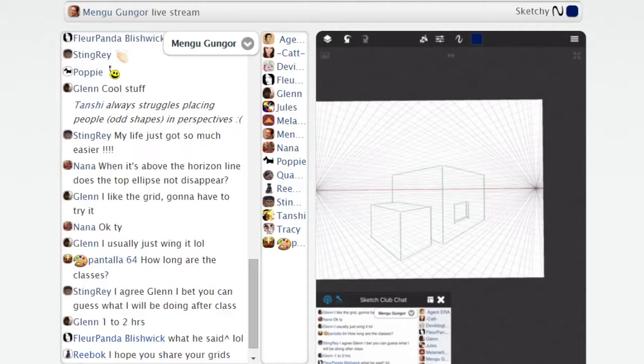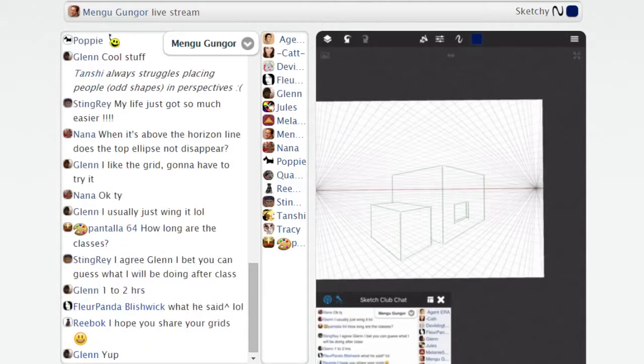I think this one I said was going to be about an hour. I can run it an hour and a half. Yeah, Glenn typically goes an hour and a half to 2 hours. Depends on the material.